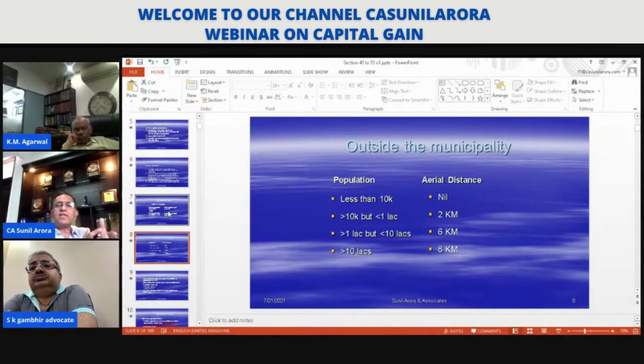The word municipality which we are using here is not just municipality. Any town area committee, any cantonment board, or any other such body which looks after the local maintenance and development of the local area, they all have been put together as one category. So for the sake of convenience, I'm using the word municipality here.